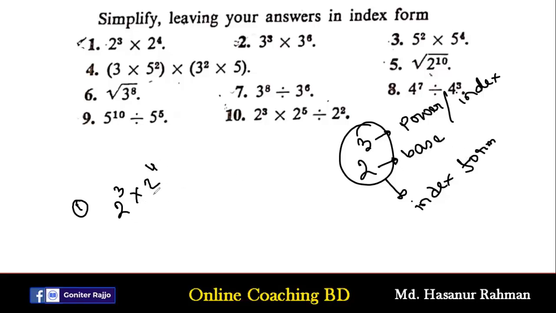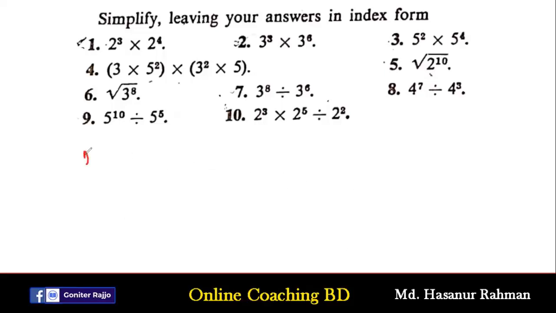So when you see the bases are the same and there is a multiplication, then you only have to add the powers. So 2 to the power, we have to add the powers 3 plus 4. That means 2 to the power 7. And that is the answer of number 1.